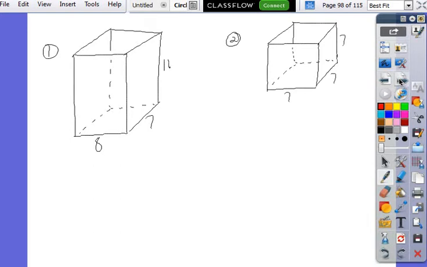All right, for these, very simple. You got length times width times height, or base times height, capital B. All right, 8 times 7 times 11. And that is 616. 8 times 7 times 11. All right, the next one.